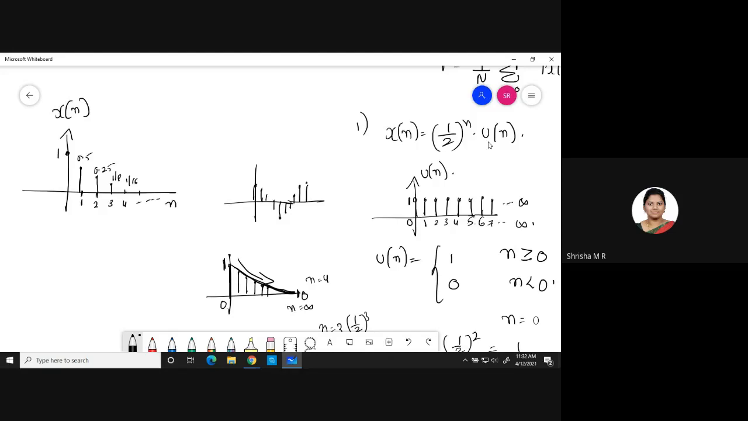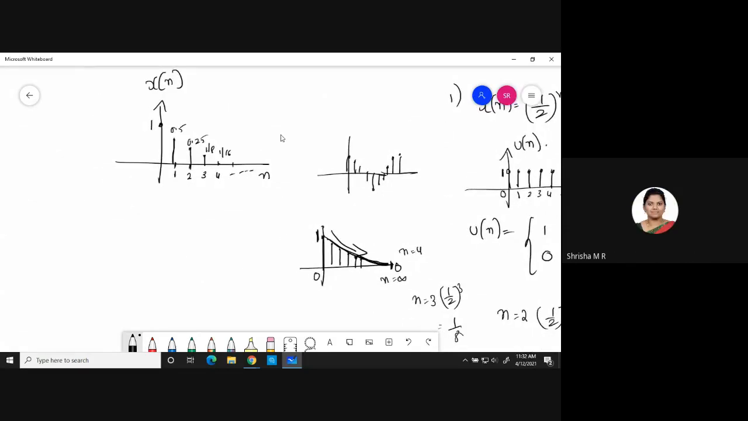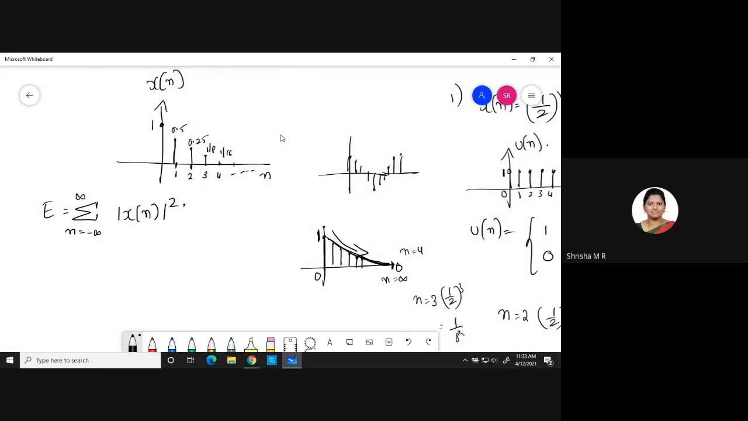What type of signal is this? Is it a periodic or non-periodic signal? Non-periodic. It resembles an exponential signal. For non-periodic signals, you have to find energy. Okay? So we shall write the energy equation. What is the energy equation for discrete time signals? Summation of n is equal to minus infinity to infinity, x of n whole square.